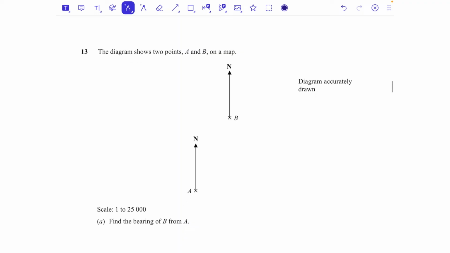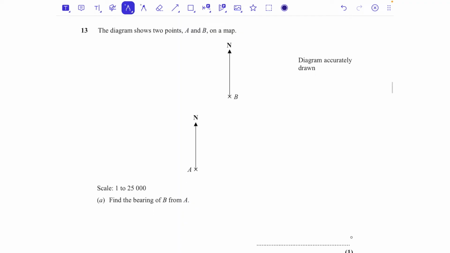Question number 13. The diagram shows 2 points A and B on a map. The scale is 1 to 25,000. So that means 1 centimetre on my map is 25,000 centimetres in real life. Or 1 metre on my map, which we're probably not going to use because the map probably wouldn't be that big, would be 25,000 metres in real life. So the units are consistent there. 1 to 25,000 means that real life is 25,000 times bigger.